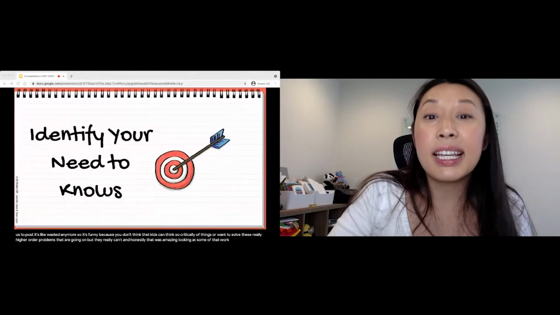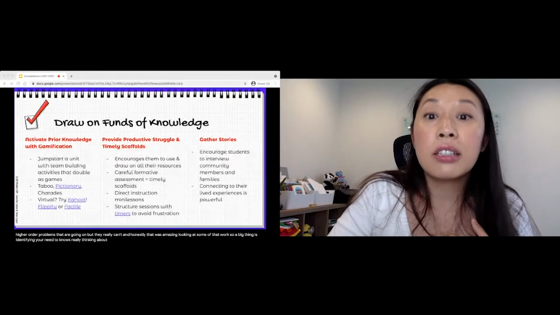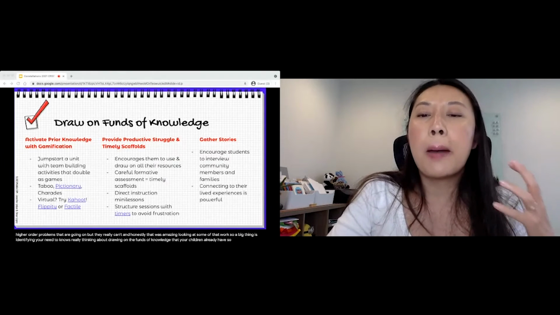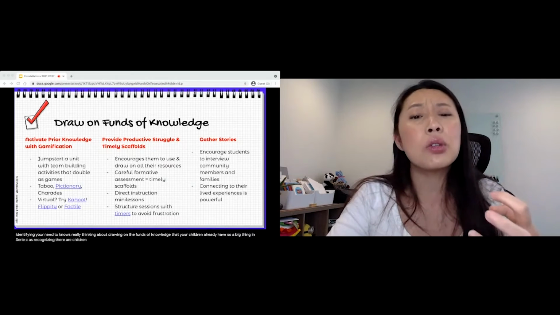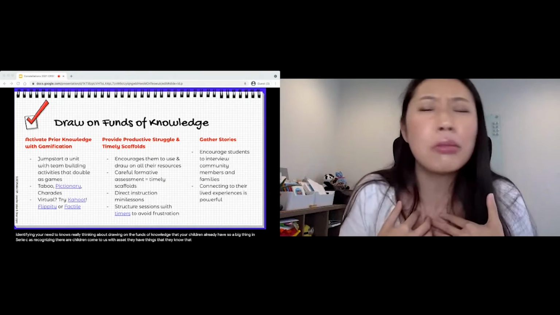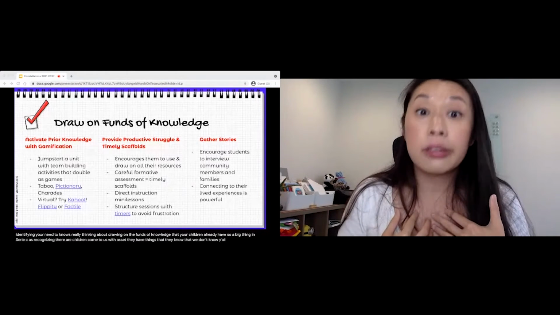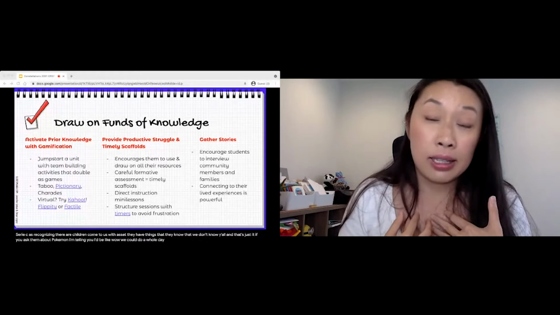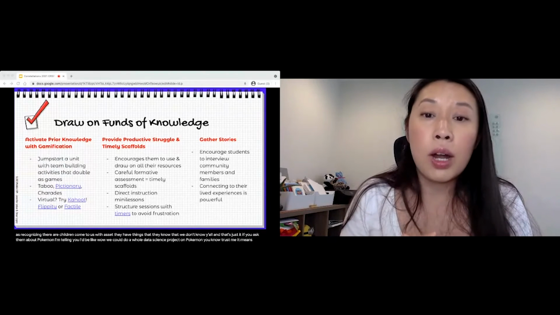So a big thing is identifying your need to knows. Really thinking about drawing on the funds of knowledge that your children already have. A big thing in CRSE is recognizing that our children come to us with assets. They have things that they know that we don't know, y'all. And that's just it. If you ask them about Pokemon, I'd be like, wow, we could do a whole data science project on Pokemon. Trust me, it's wild.